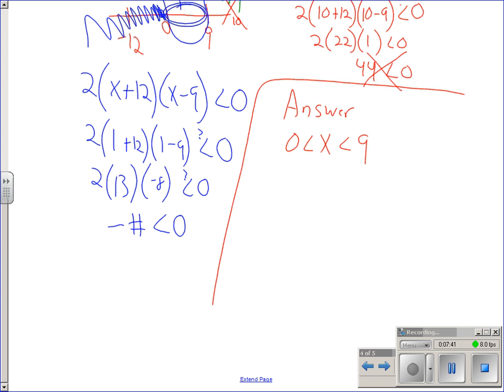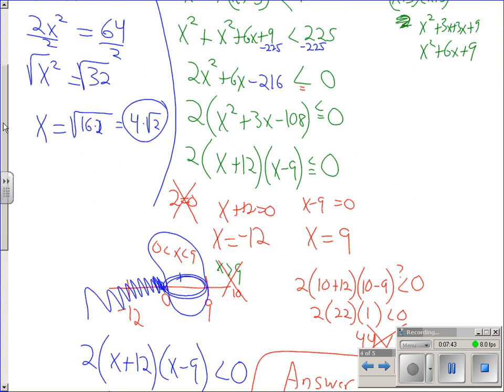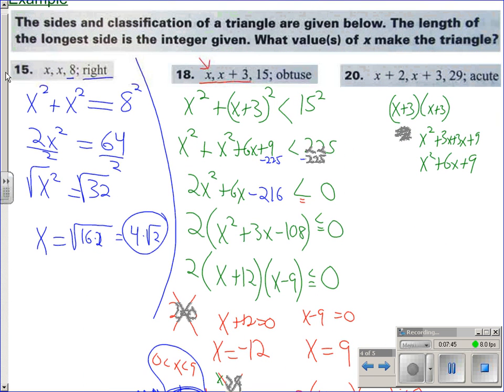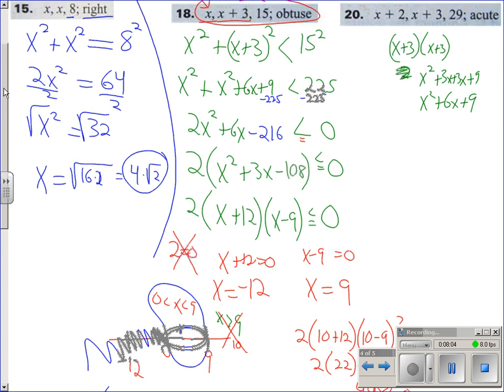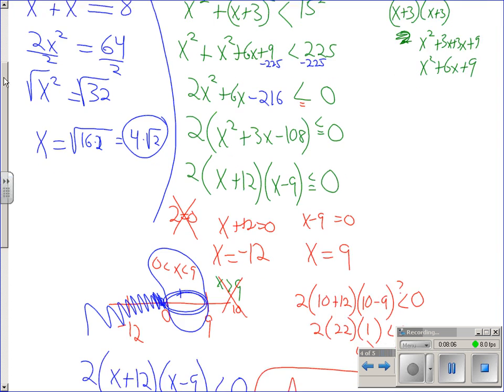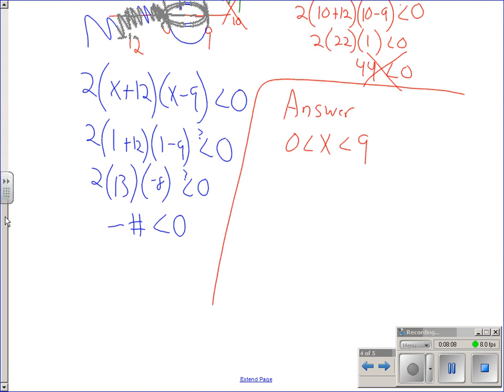Okay, this is not our answer yet. There's more to think about with this. The whole question is, what values of x make the triangle? So if we have x values between 0 and 9, it's going to be an obtuse triangle. The other thing we have to check is that this is even a triangle. We have three sides, x, x plus 3, and 15. We have to know, are we using x values that even form a triangle?